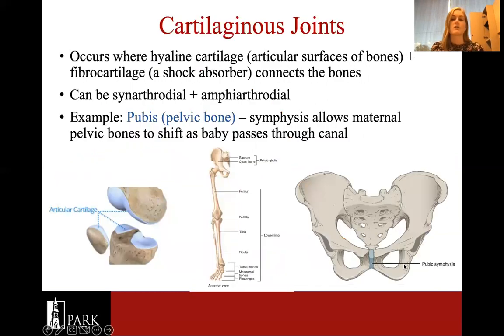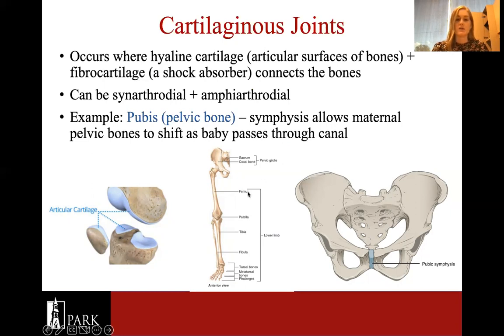We also have cartilaginous joints. This is the second type of classification we can use for what joints are made up of. Cartilaginous joints occur where hyaline cartilage, aka the articular surfaces of our bones, meet, and our fibrocartilage, which is like a shock absorber. These connect the bones.